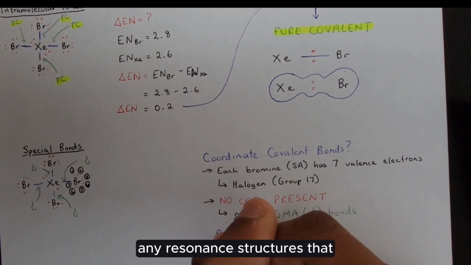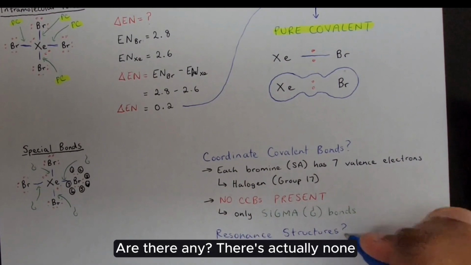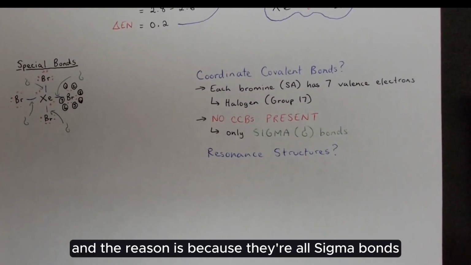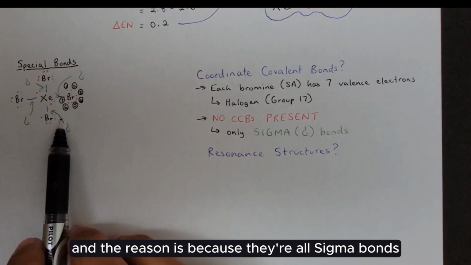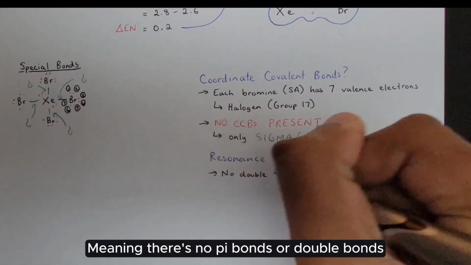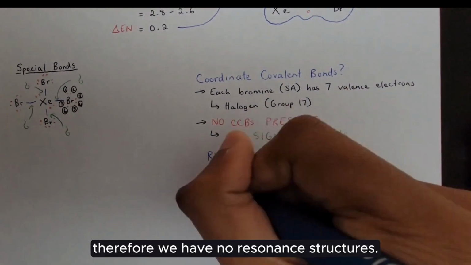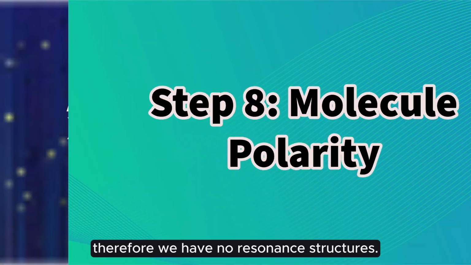Let's check for any resonance structures that are present in this molecule. Are there any? There's actually none, and the reason is because they're all sigma bonds as we just labeled, meaning there's no pi bonds or double bonds that can create a resonance structure. Therefore, we have no resonance structures.